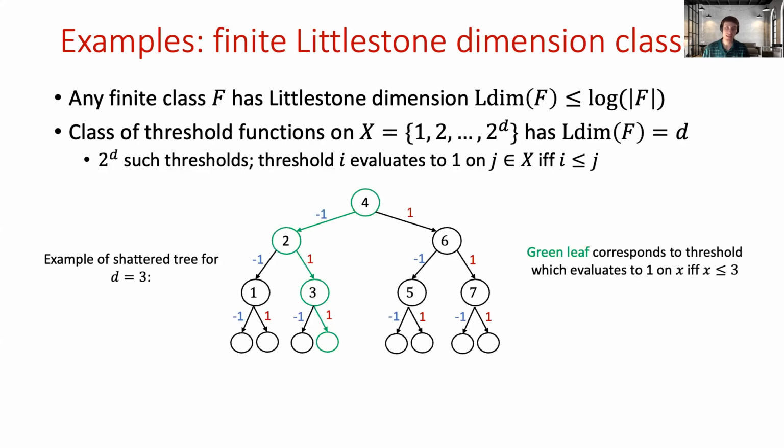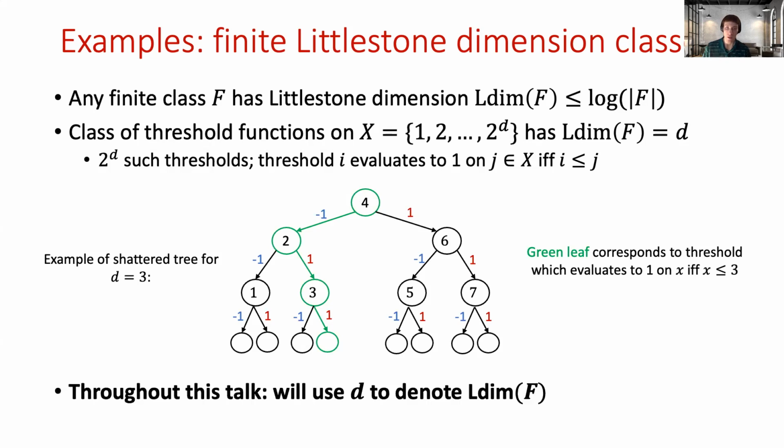To see that it's at least d, we can simply construct the binary search tree for the domain from 1 to 2 to the d. So here is shown the example for d equals 3. And it's straightforward to check that this tree is indeed shattered. For instance, for the green leaf, we want a threshold which evaluates to -1 on 4 and to 1 on 2 and 3. That's the threshold corresponding to 3. And so throughout this talk, I'll use the letter D to denote the Littlestone dimension of the class.